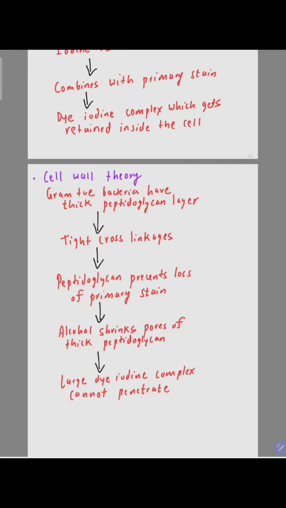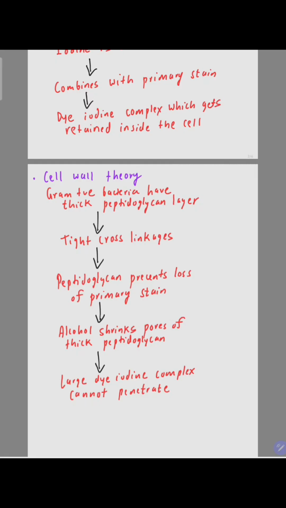Just to reiterate, tight cross linkages prevent loss of primary stain, alcohol shrinks the pores even further, and large diiodine complexes cannot penetrate this. So this is the main theory for gram positive bacteria.